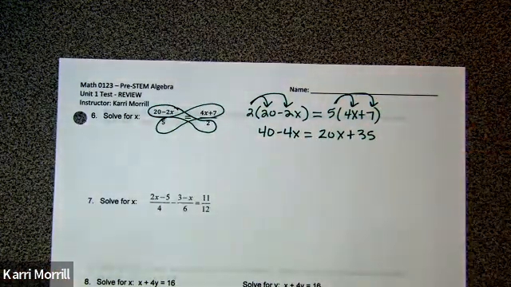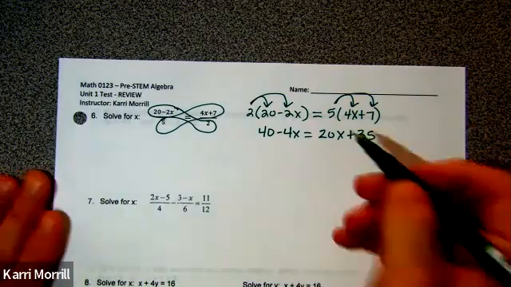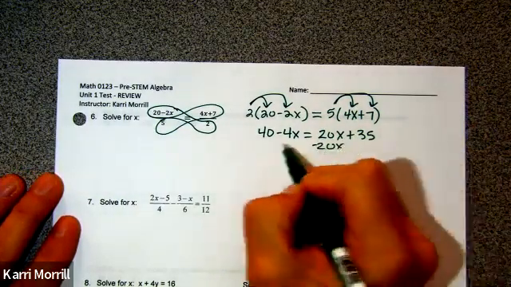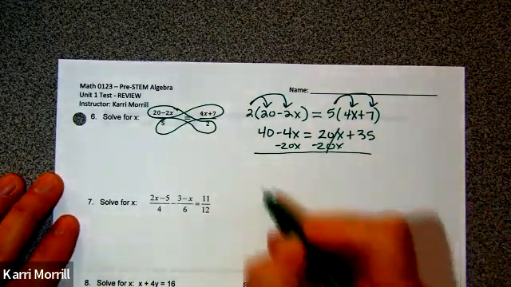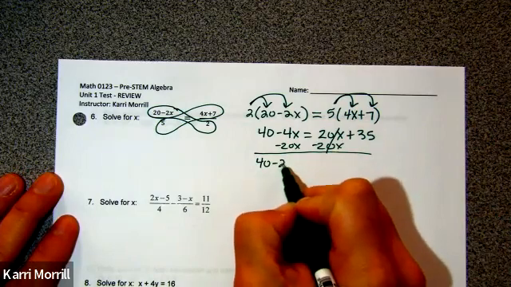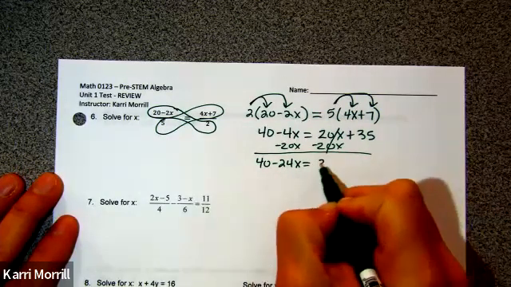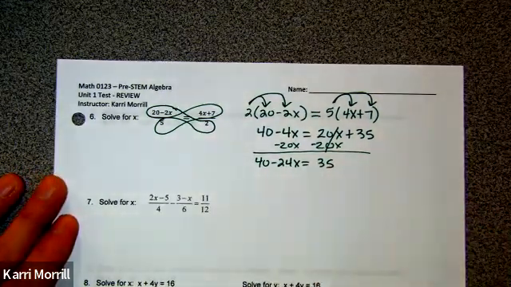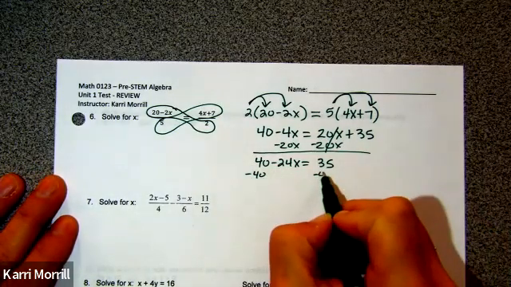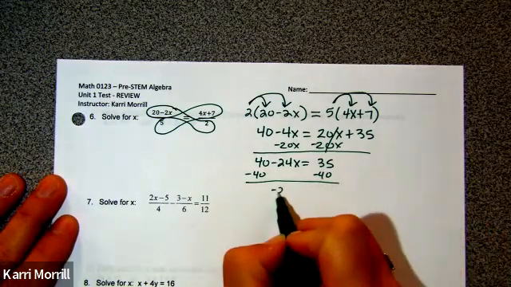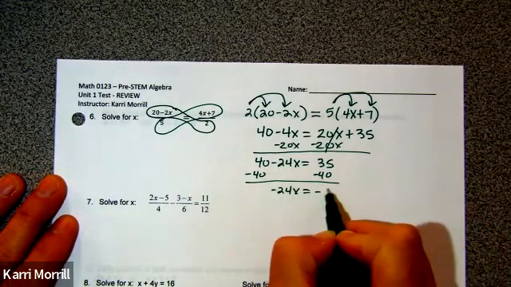Did I distribute right? Okay. So you can move stuff over any direction. It doesn't matter. I'm just a creature of habit, so I move my x's to the left. So 40 minus 24x equals 35. Then we subtract 40. Negative 24x equals negative 5.